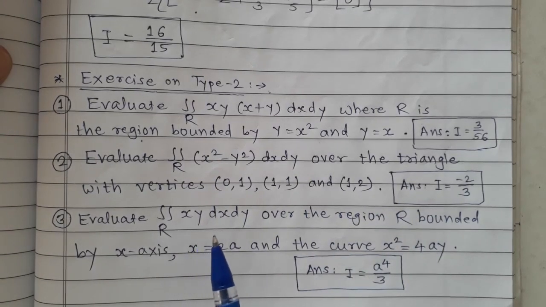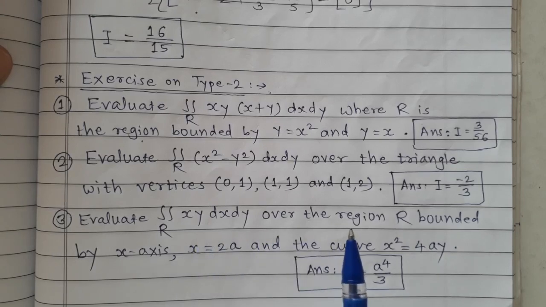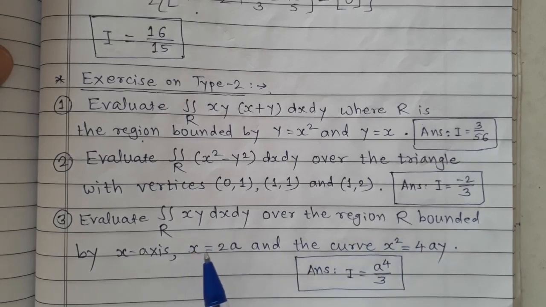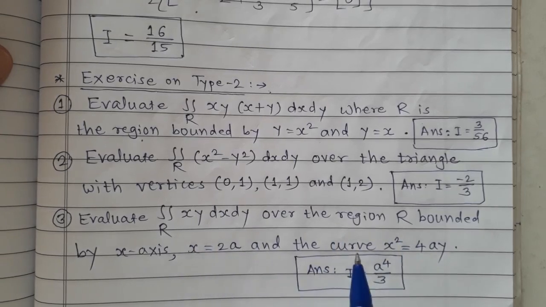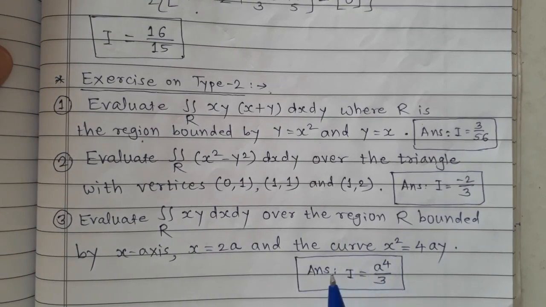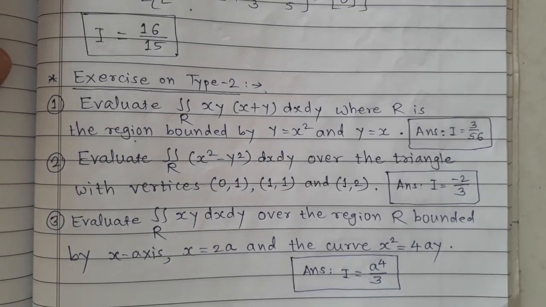Evaluate the double integration over R of xy dx dy over the region R bounded by the x axis, x equal to 2a, and the curve x square equal to 4ay. The answer for this is I equal to a raised to 4 by 3.